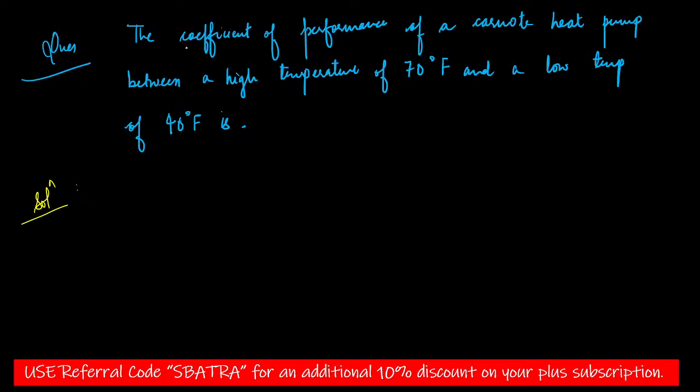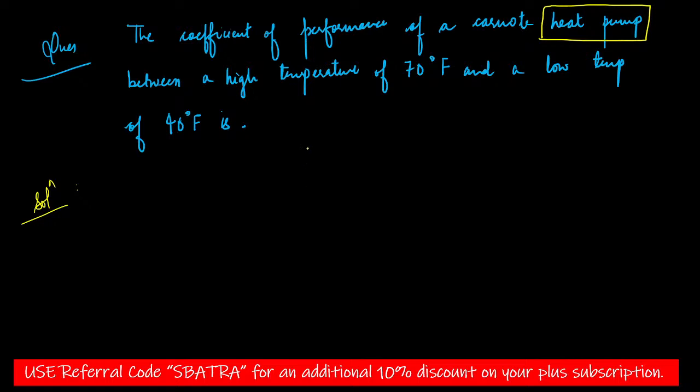Alright then, let's solve this question. The coefficient of performance of a Carnot heat pump. So basically we have to calculate the performance coefficient for a heat pump between a high temperature of 70 degrees Fahrenheit and a low temperature of 40 degrees Fahrenheit. First of all, we need to substitute the temperature values in Kelvins, not in Fahrenheit. So we have to convert this Fahrenheit temperature into Kelvins. How are we going to convert this value?